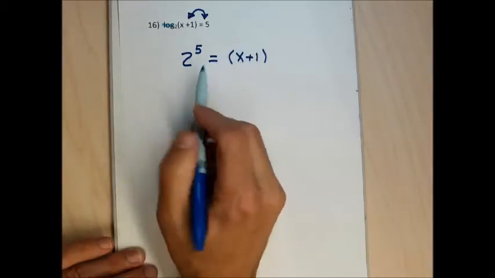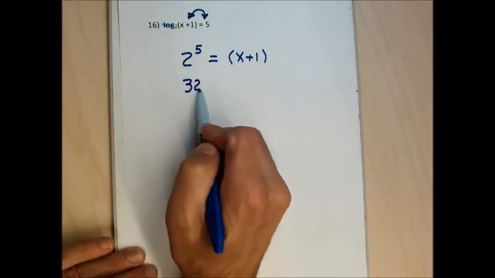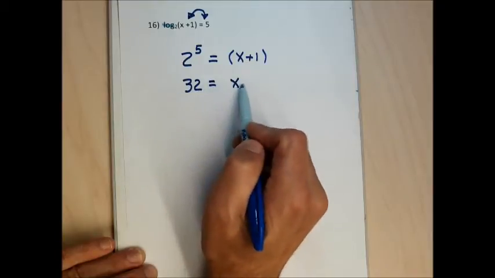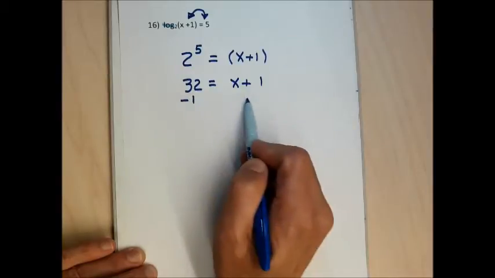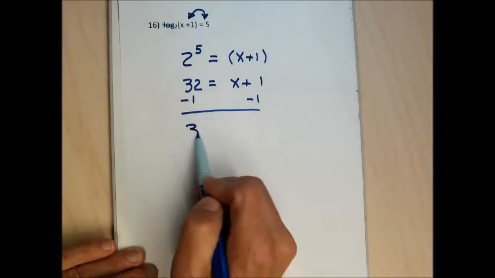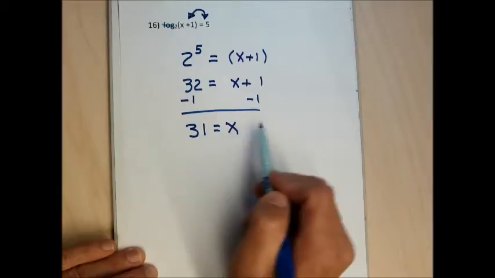You can do 2 to the 5th on your calculator if you don't know that it's 32. The right-hand side, you can drop the parentheses, and then I'll just solve for x by minusing 1 from both sides. And that's going to give me my answer of 31 equals x.